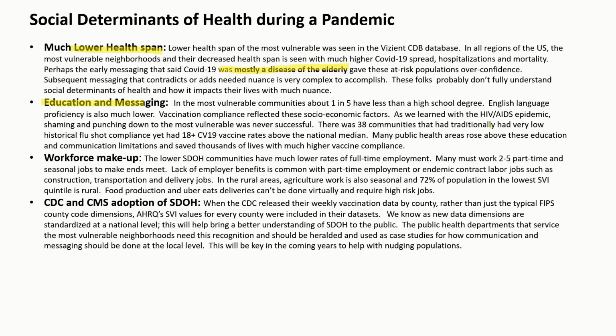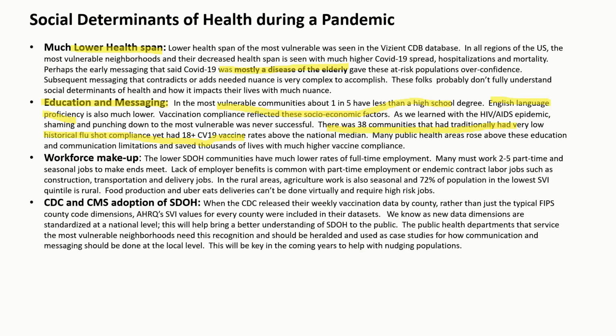This also brought in education and messaging issues. We have some vulnerable communities. 1 in 5 have less than a high school degree, English language proficiency. But we did have 38 communities that traditionally had very low historical flu shot compliance. Yet the 18 and over COVID-19 vaccine compliance was way above the national median for these groups.